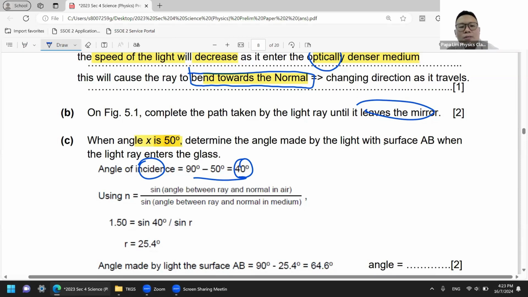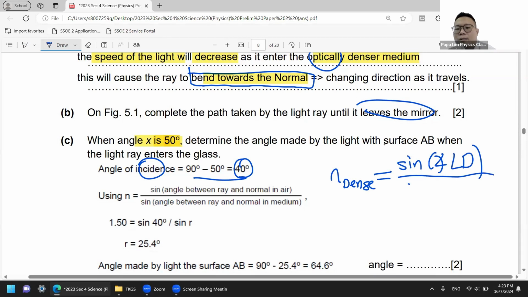Snell's law, I always like to write it this way. This is the refractive index of the dense medium. So the formula will actually be sine of the angle in the less dense medium divided by the sine of the angle in the dense medium. In this way, I will know which angle I am looking for. If the angle is in the less dense medium, I will know it's at the numerator. If the angle is in the denser medium, I will park it at the denominator.